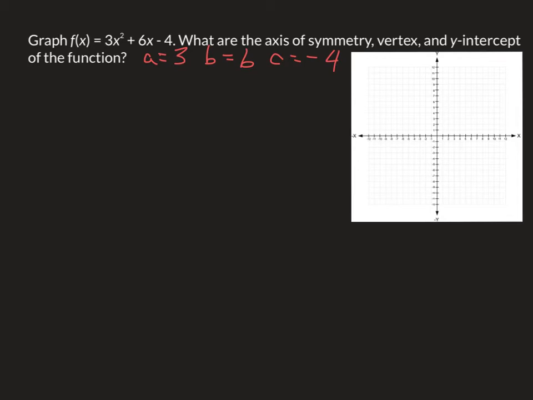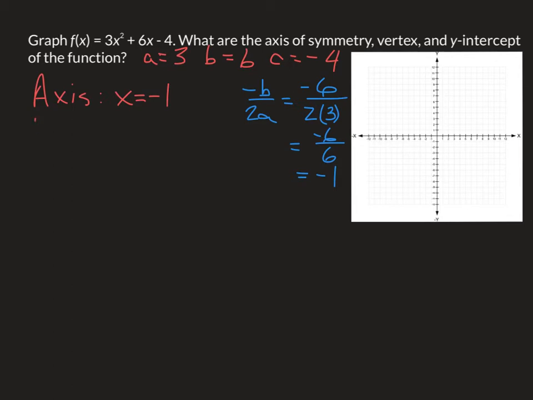Then, going from there, to find the axis of symmetry and the vertex, we need to use that equation we had, negative b over 2a. So the opposite of b would be negative 6, and then 2 times the a value is 3. Well, 2 times 3 is 6, so we have negative 6 over 6, and that value is equal to negative 1. So we can list one thing we know right now. The axis of symmetry is x equals negative 1.